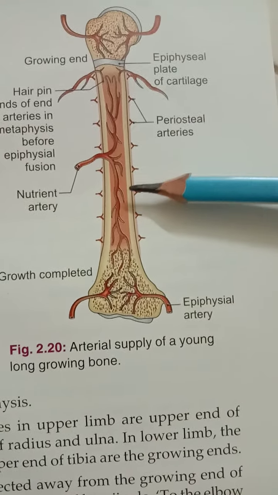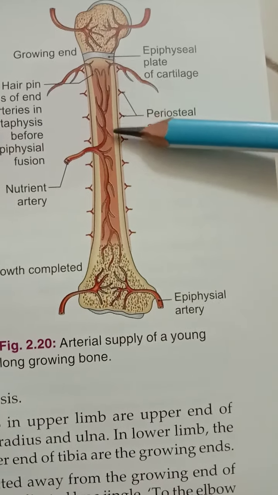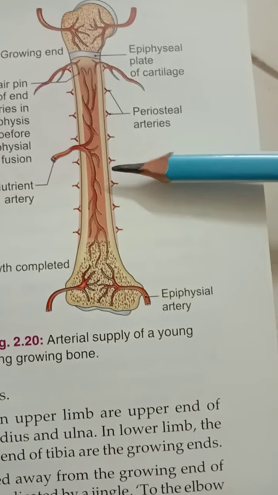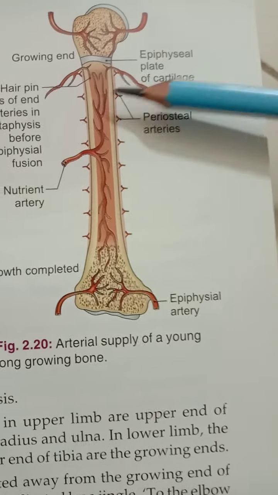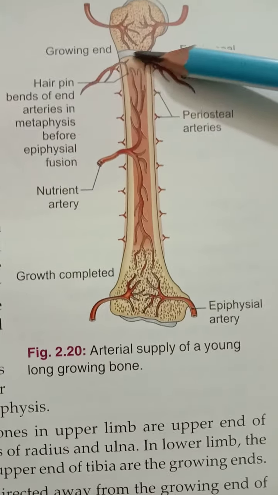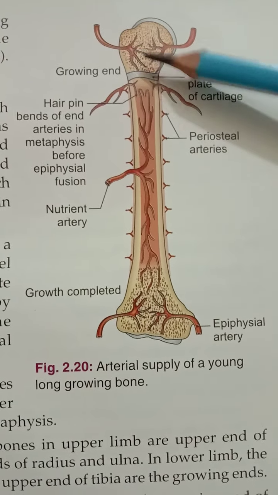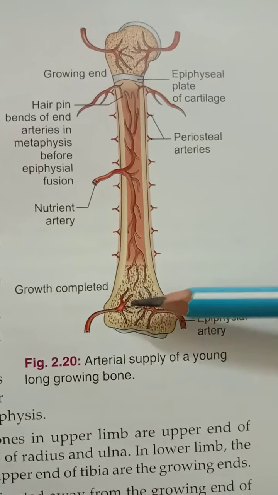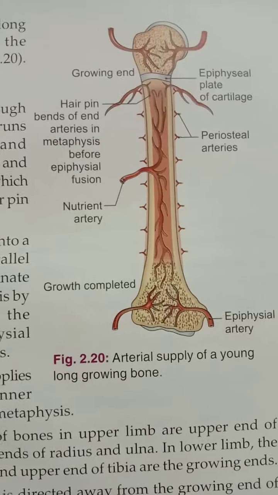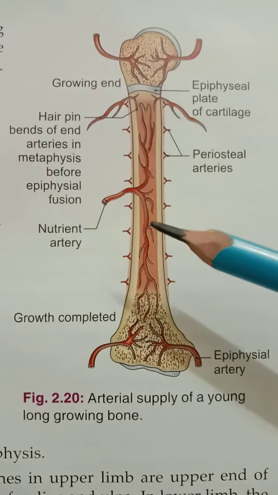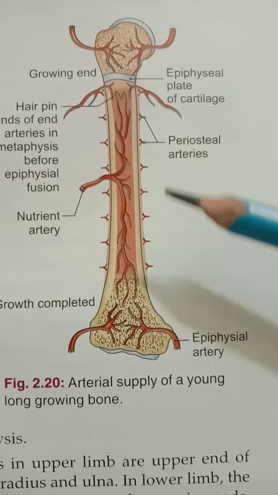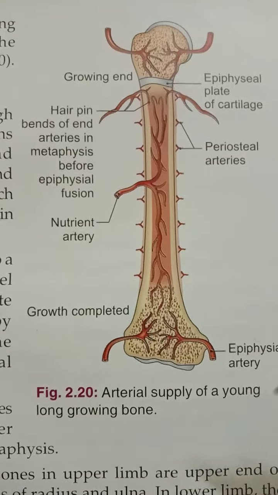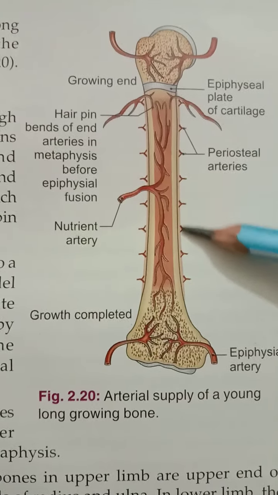Each branch divides into a number of small parallel channels, which terminate in the adult metaphysis by anastomosing with the epiphyseal artery. This one is the epiphyseal artery. This nutrient artery supplies the medullary cavity, the inner two-thirds of the cortex and the metaphysis. Then the periosteal arteries, which are small arteries.